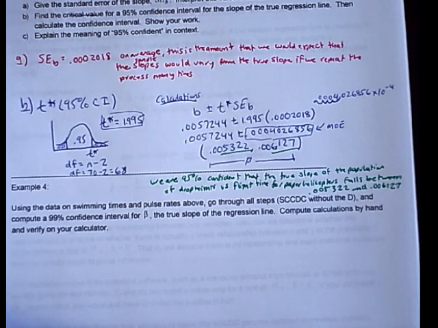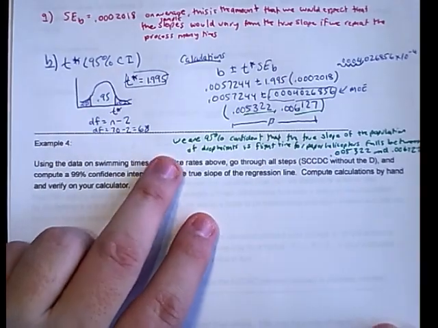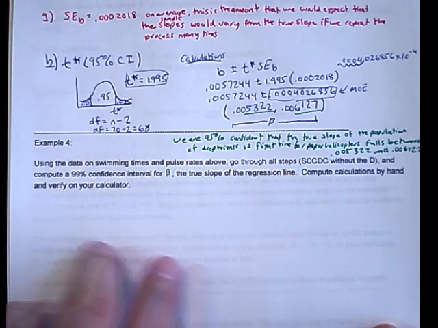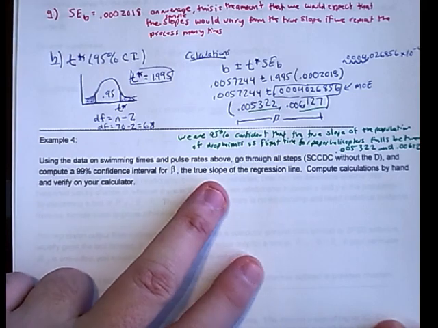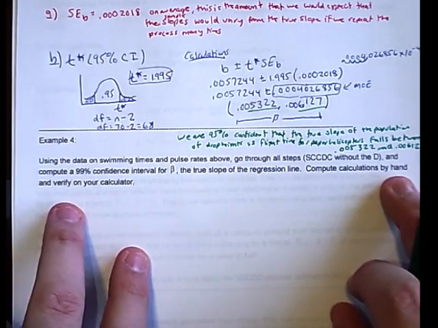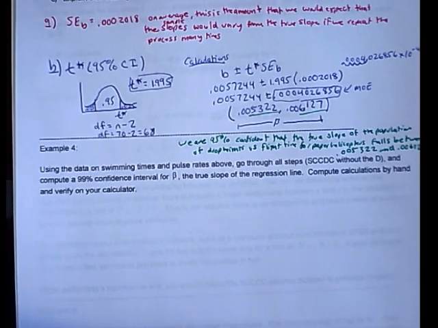All right, next example. It says, use the data on swimming times and pulse rates, go through all the steps, and compute a 99% confidence interval for beta, the true slope of the regression line. It says, compute calculations by hand and verify on the calculator. So we're going to go through the full process here.